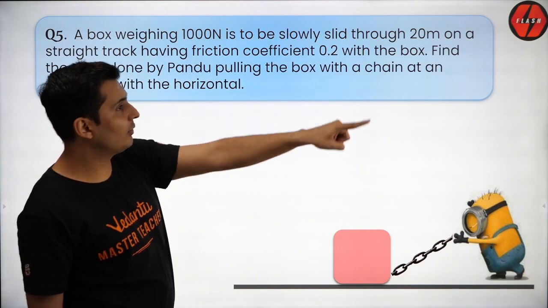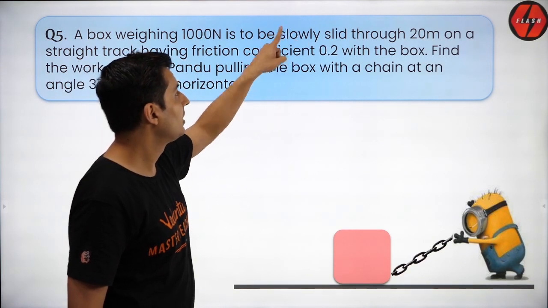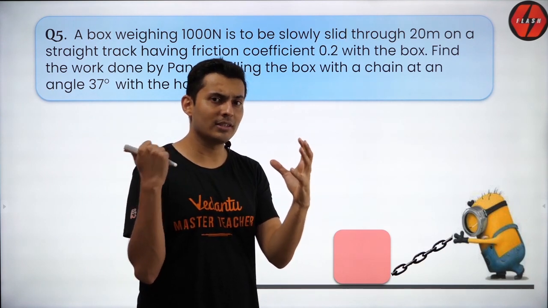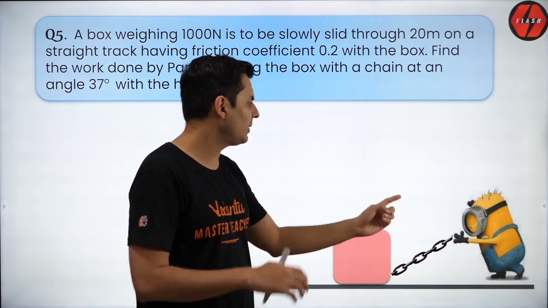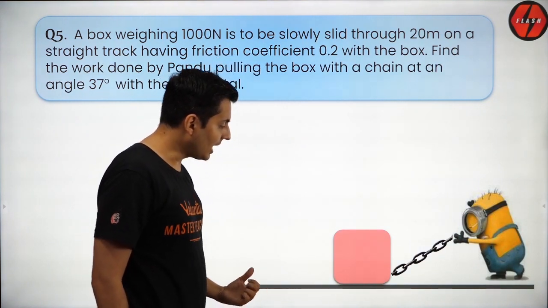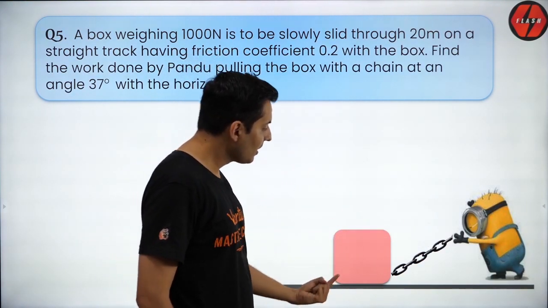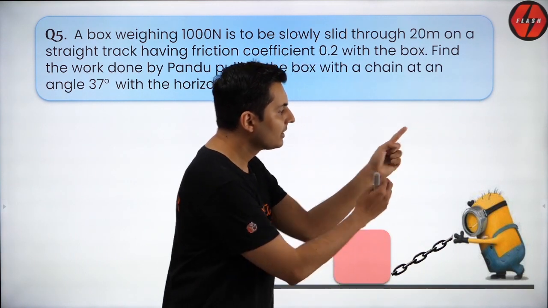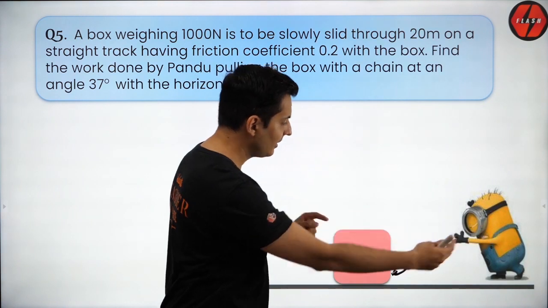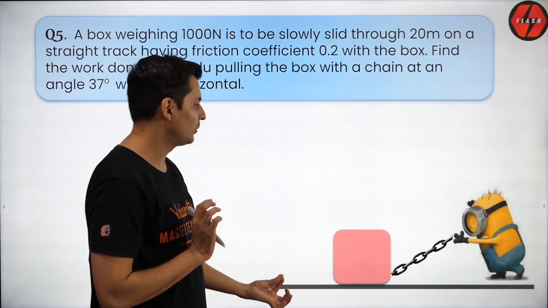When you read the question carefully, you'll realize the most important word is slowly over here. The meaning of slowly is that the frictional force, which is opposing the motion, is just balanced by Pandu's force. Yes, so there is going to be friction here and Pandu's force, but not the complete Pandu's force, because Pandu is going to pull it at an angle. That force will have 2 components. One is here and one is there. Only this component will be just balanced by frictional force.